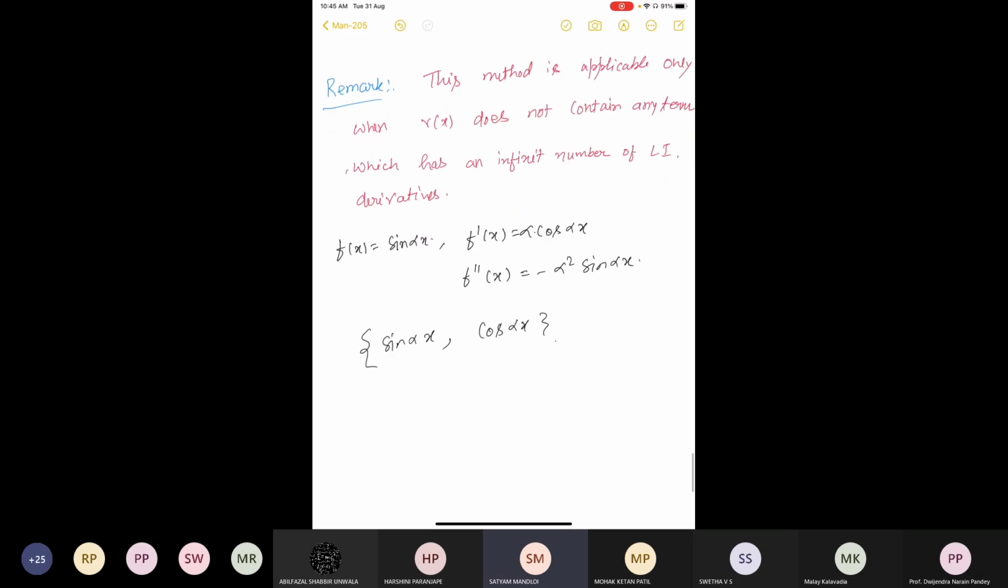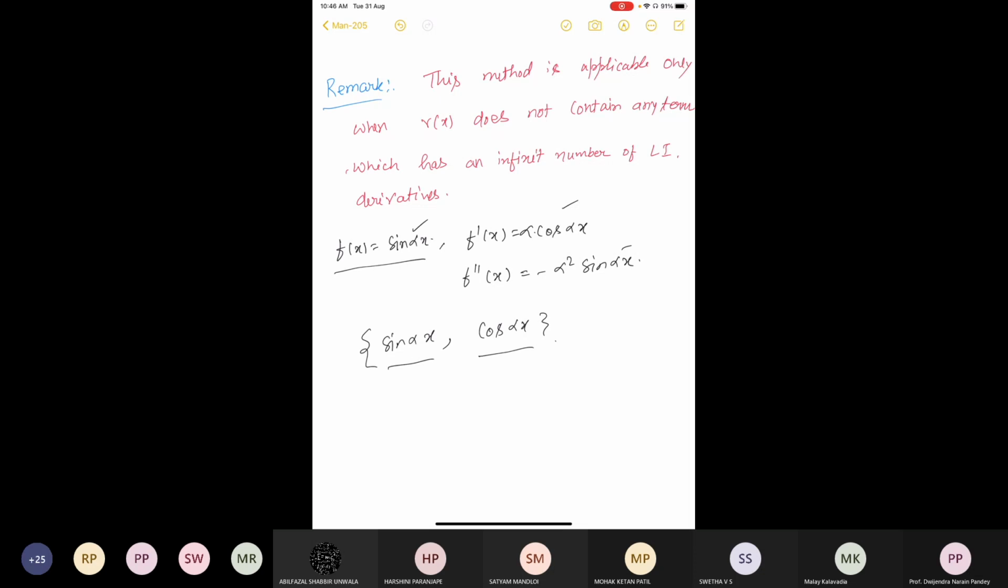Similarly, I'm saying that you look at any function f(x) and find out its derivatives, and we should have only a finite set which can be formed by these derivatives, a finite linearly independent set. So if you look at sin(alpha x), find out the set of derivatives, the only finite set which can be formed from these derivatives is sin(alpha x) and cos(alpha x), right? And we cannot have any other derivative.